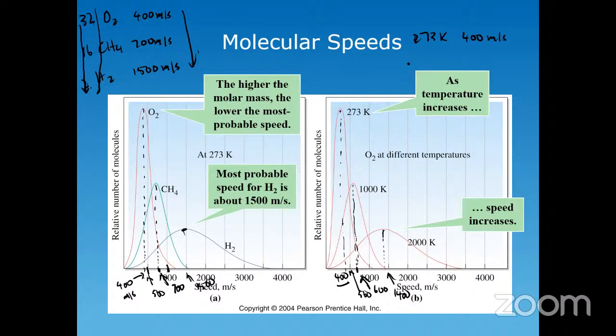At 1000 Kelvin, the speed is about 600 meters per second. And then finally at 2000 Kelvin, we estimate the speed at 1400 meters per second. So in this case, we see the pattern here where as the temperature increases, the speed increases, which again is something that you'd expect, all right? So that's basically what these two graphs are talking about.